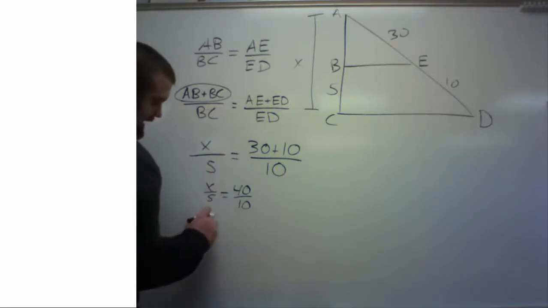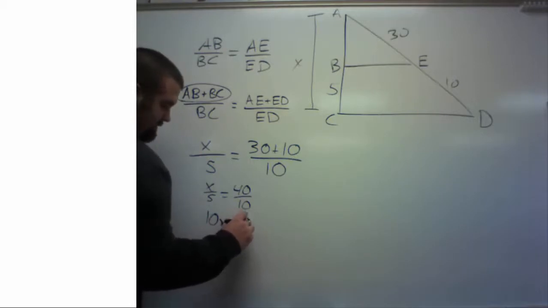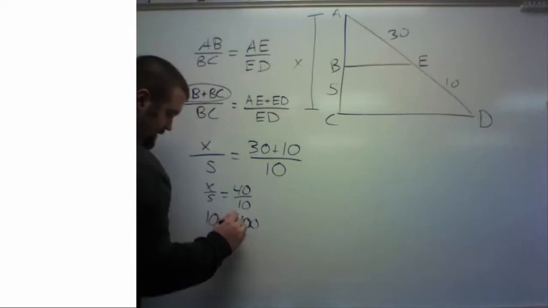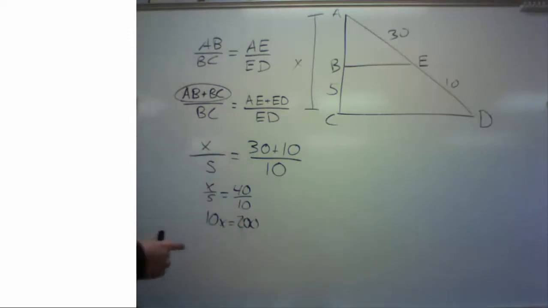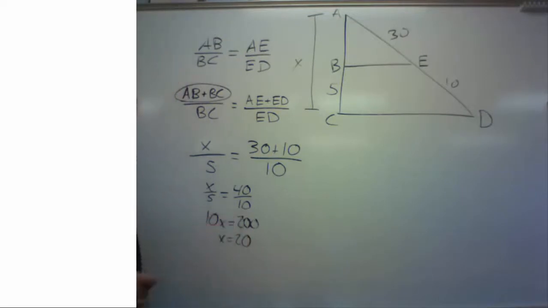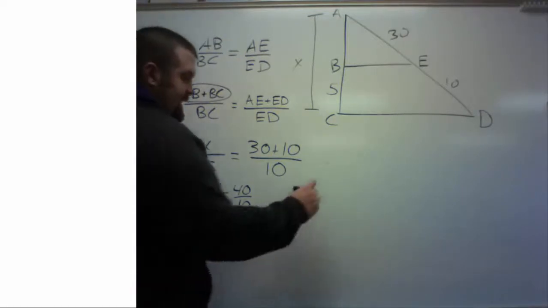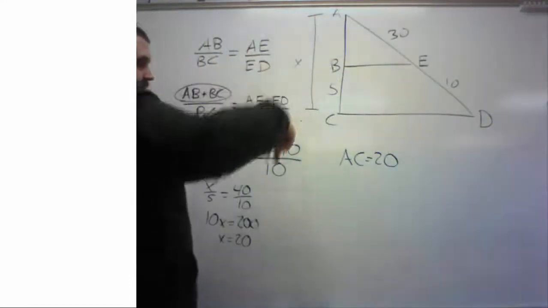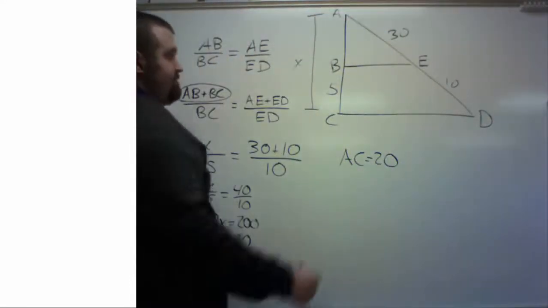Cross multiply, I get 10x to be 800. And why did I say 800? I, of course, meant 200 there, for anyone that was paying attention. Divide both sides by 10, I get x to be 20. That's not my answer, though. I want the length of segment AC. In this case, because x is the length of segment AC, it's 20.